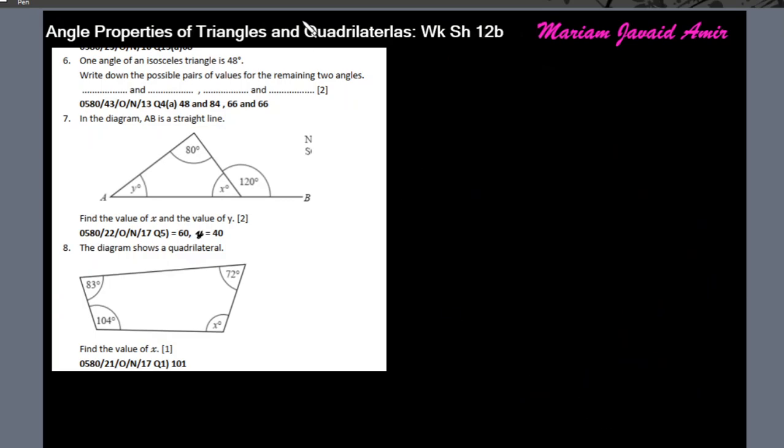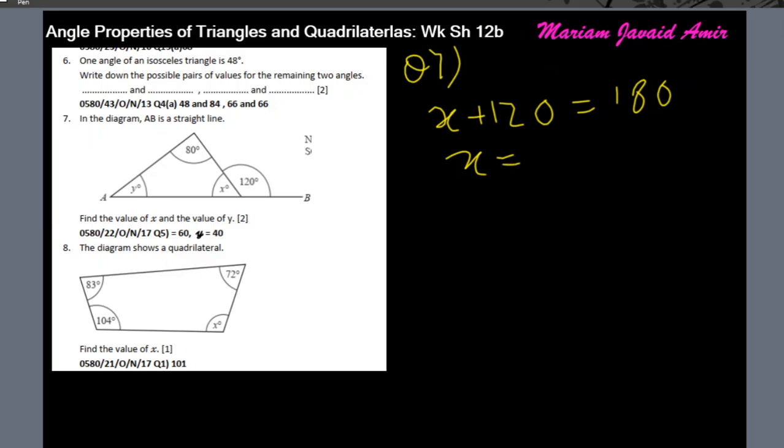Question number 7. In the diagram, AB is a straight line. Find the values of x and y. X is easy, x plus 120. Both these angles lie on a straight line. So the sum will be equal to 180, and then 180 minus 120 is 60.